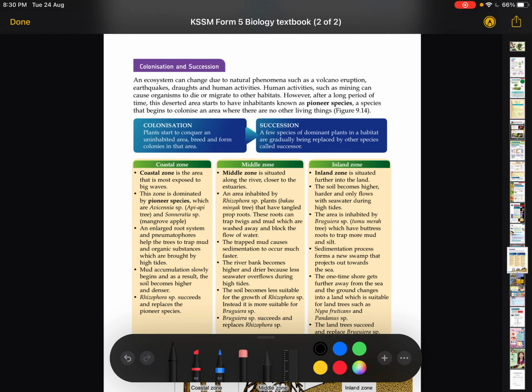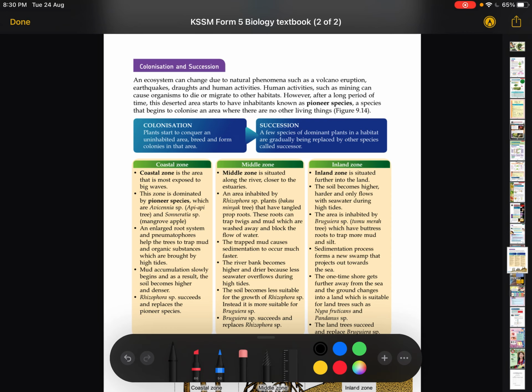Okay, next is colonization succession. So basically, mangrove trees aren't something that came when the earth was born. It came slowly through a process. Back then, when there were no humans, the animals could freely take over the place. They slowly created their land bit by bit until they made a full mangrove system.